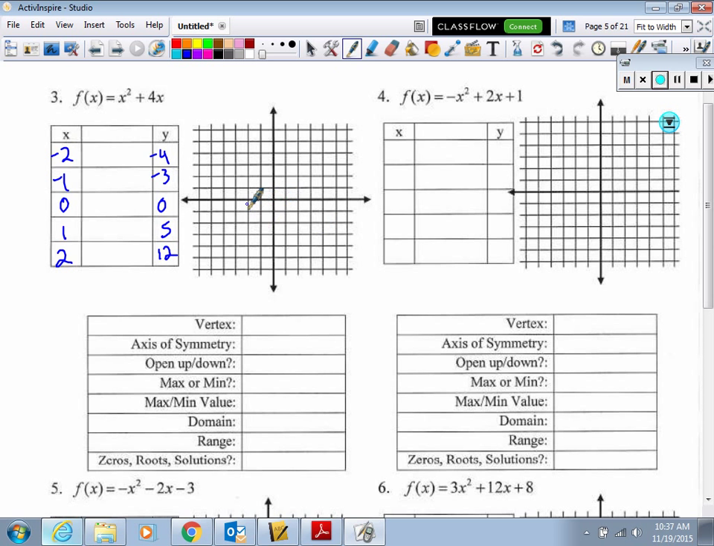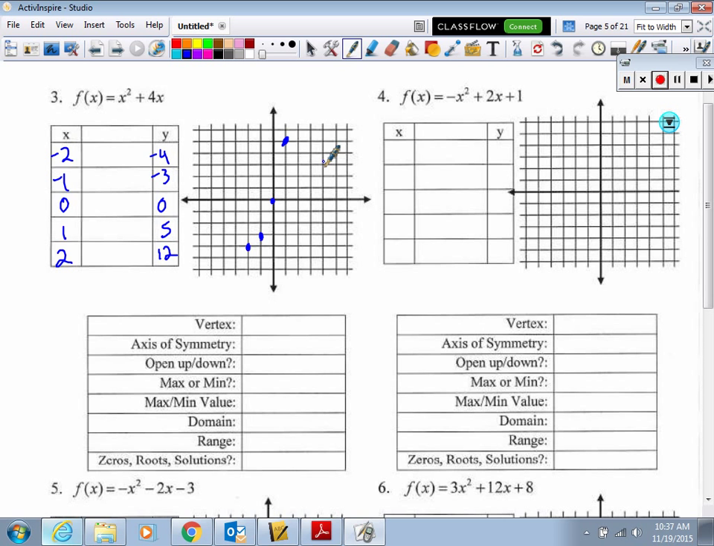So -2, -4. And then this is -1, -3. And then this is 0. And then this is 1, 5. This is actually a really good example. And then 2 goes further. Now, what you're noticing is I'm only getting half my graph.